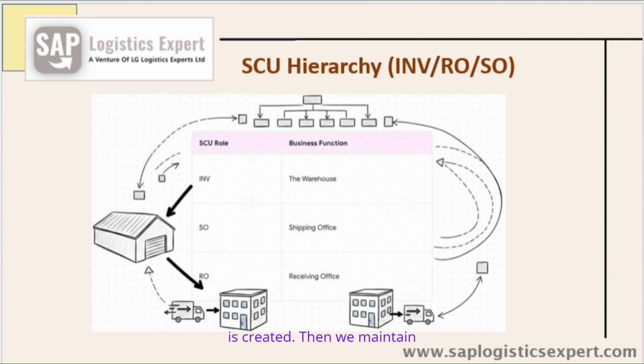Then we maintain the SCU hierarchy. Conceptually, the SCU hierarchy tells EWM which SCU represents the warehouse, INV, which SCUs represent the shipping office, SO, and which SCUs represent the receiving office, RO.